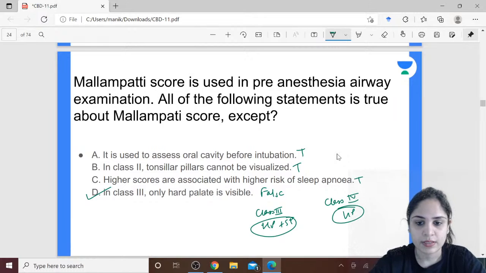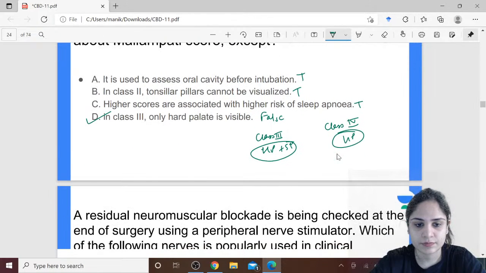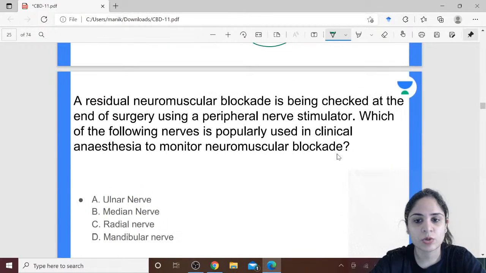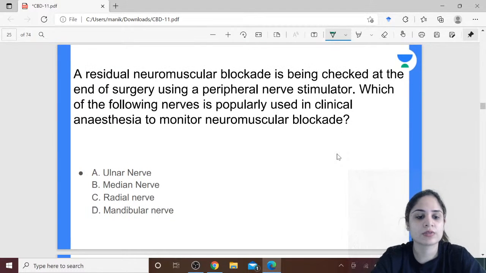Okay. Alright. Next one. A residual neuromuscular blockade is being checked at the end of surgery using a peripheral nerve stimulator. Which of the following nerves is popularly used in clinical anesthesia to monitor neuromuscular blockade? Ulnar, median, radial or mandibular nerve?